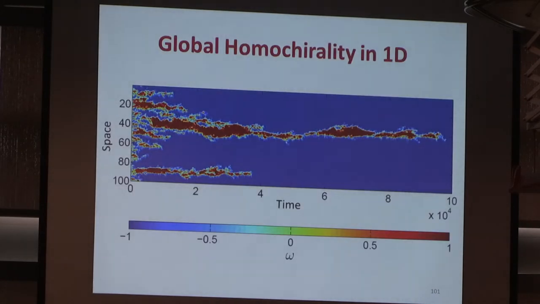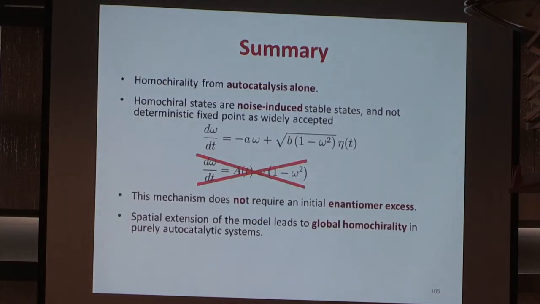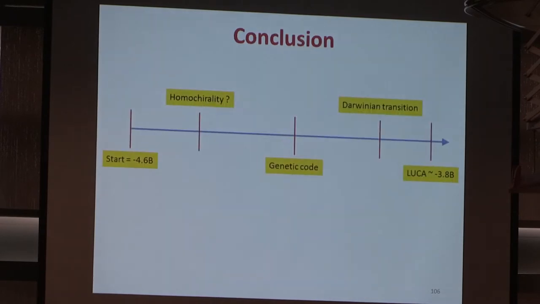So what do you learn from this? Is that autocatalysis alone, when modeled mathematically in the correct way, can inexorably give rise to global homochirality in the biological system as a consequence of autocatalysis. So that's wonderful, and the reason it's wonderful is it means that homochirality should be a universal feature of life, and one can use it as a biosignature for looking at life elsewhere in the universe. All right, so that's my conclusion.